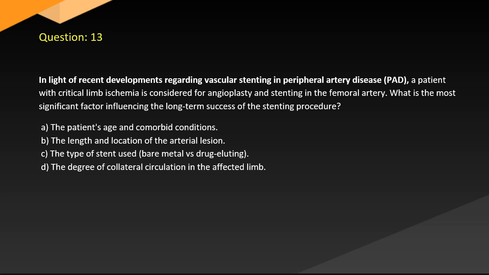A. The patient's age and comorbid conditions. B. The length and location of the arterial lesion. C. The type of stent used, bare metal versus drug-eluting. D. The degree of collateral circulation in the affected limb.